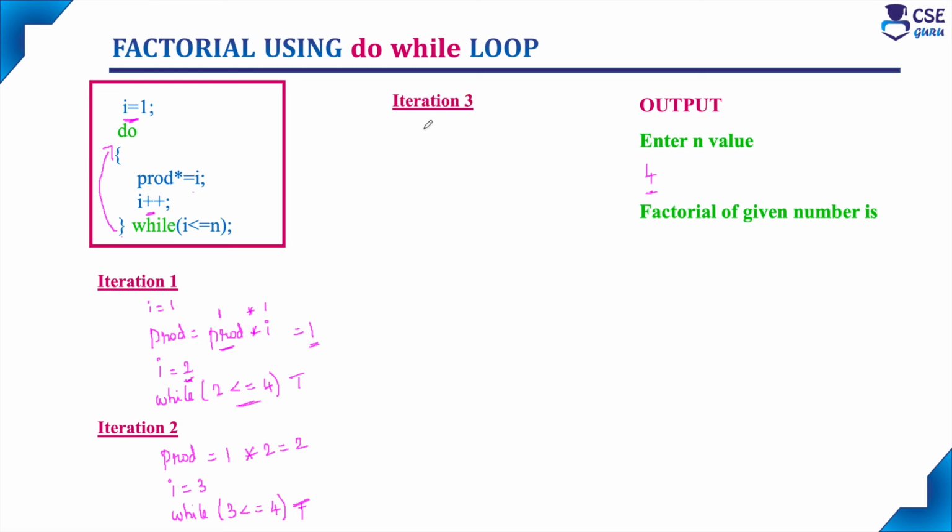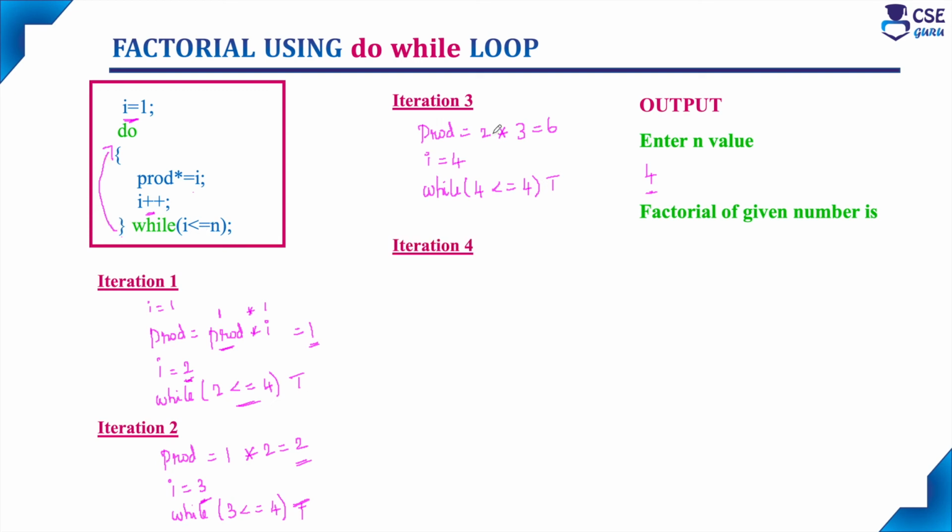Next, again it will allow the body of the loop to execute one more time for third iteration. So for third iteration, calculate the product value. Product is equal to previous iteration product value was 2 into, now I value is updated to 3. So 2 into 3, we will get it as 6. Next, update the I value, that is increment by 1. I will get incremented to 4. With the 4, check the condition while 4 less than or equal to 4. Condition is true, 4 is equal to 4. Again, it will allow the body of the loop to execute one more time.